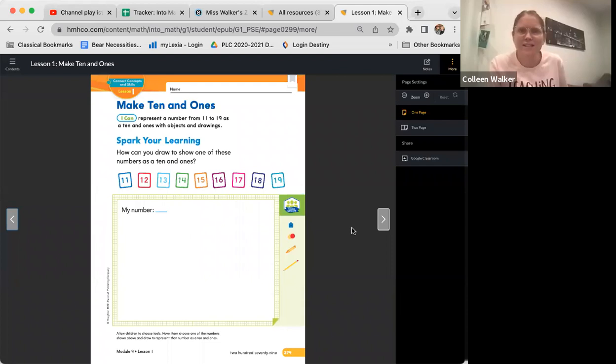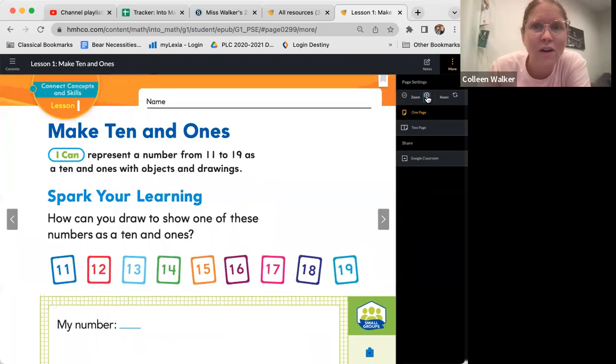So friends, go ahead and say this with me. Say, I can represent a number from 11 to 19 as a 10 and ones with objects and drawings. Okay, let's say it one more time. You ready? Here we go. I can represent a number from 11 to 19 as a 10 and ones with objects and drawings.